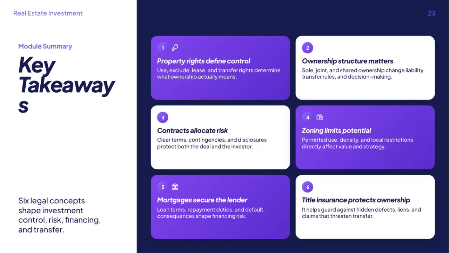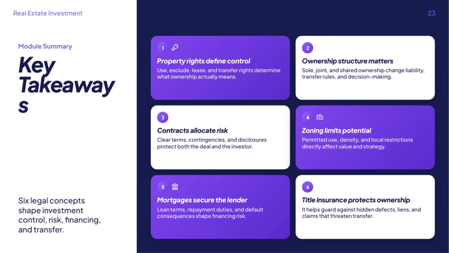Let's review the 6 key legal concepts that shape how investment control, risk, financing, and transfer work in real estate. First, property rights define control. Ownership isn't just about having a title. It includes the rights to use the property, exclude others, lease it out, and transfer those rights. These define what ownership really means in practice.